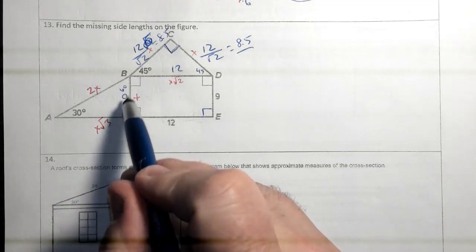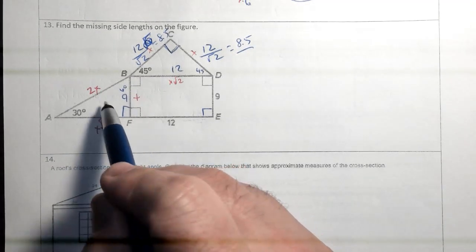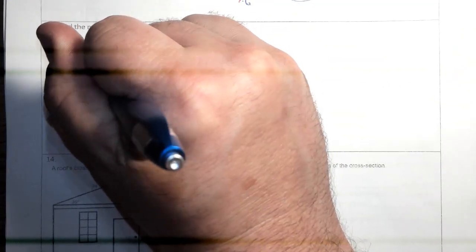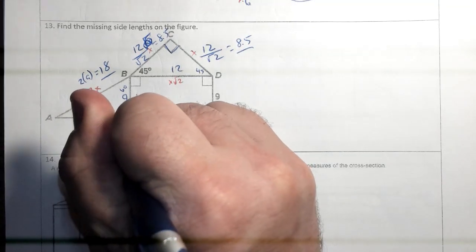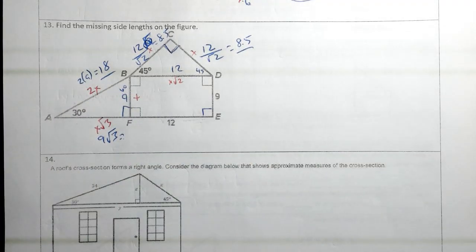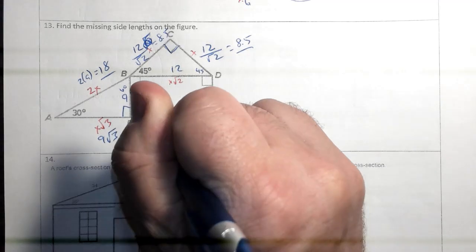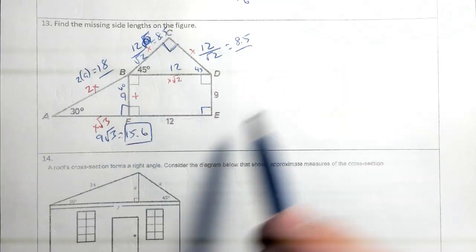All right, so down here, now we're dealing with this triangle. So x is 9 here, this side. So 2x, or 2 times 9, is 18. This is x, or 9 times the square root of 3, which is equal to 15.58, or 15.6. Okay, so that's that one. Yep, that's all the lengths.